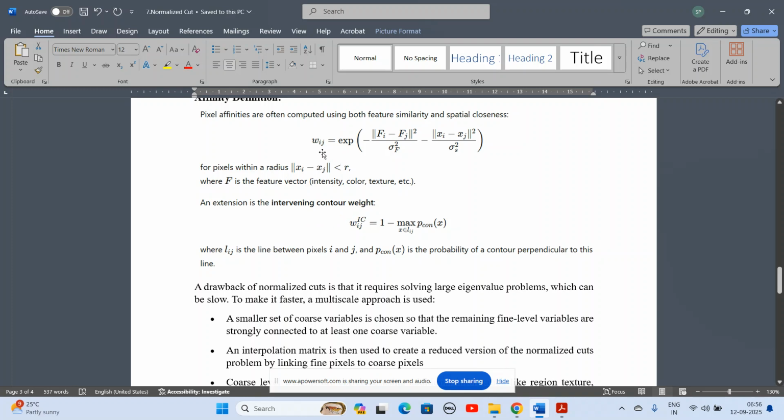For contour-based similarity, W_ij is rewritten as W_ic, which is based on P_con. P_con means the probability of contour. Contour means edge. It is the probability of contour at position x. If you are given a position x, we'll check whether there is a possibility of an edge there, or whether it is a simple region apart from an edge. So the probability of contour at position x will determine the contour-based similarity. The final affinity matrix will combine both the feature similarity as well as the contour-based similarity.